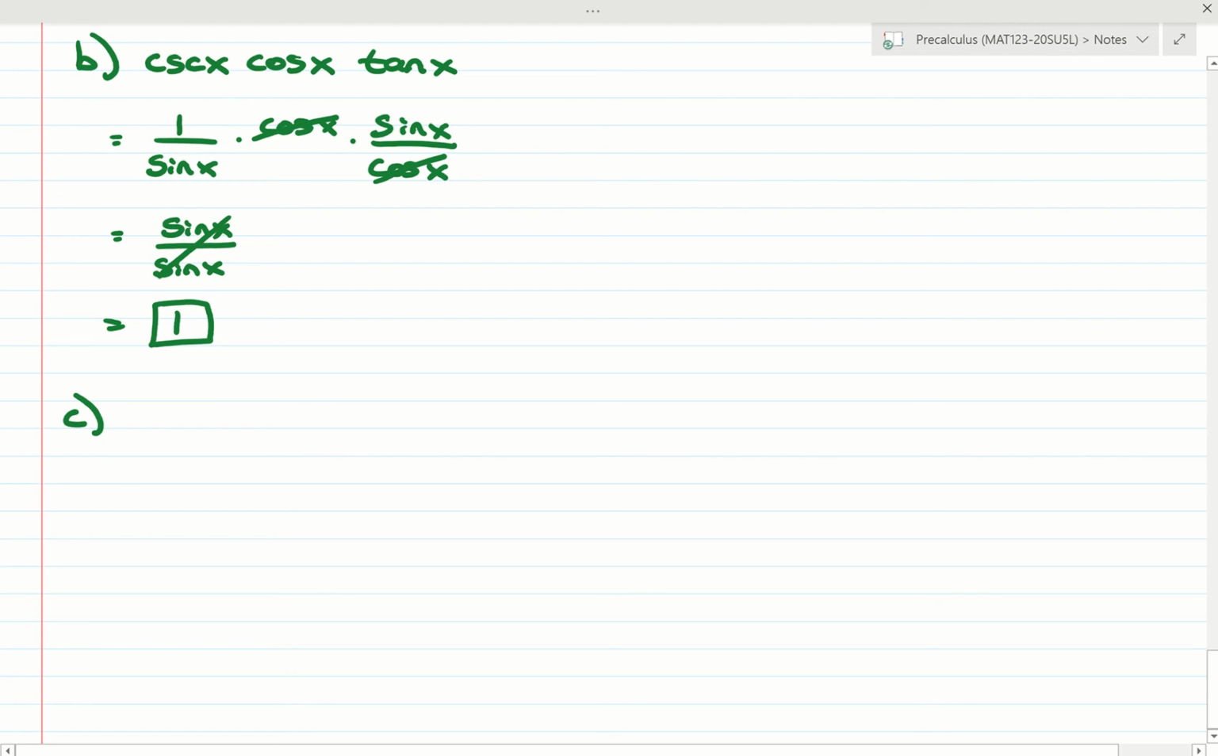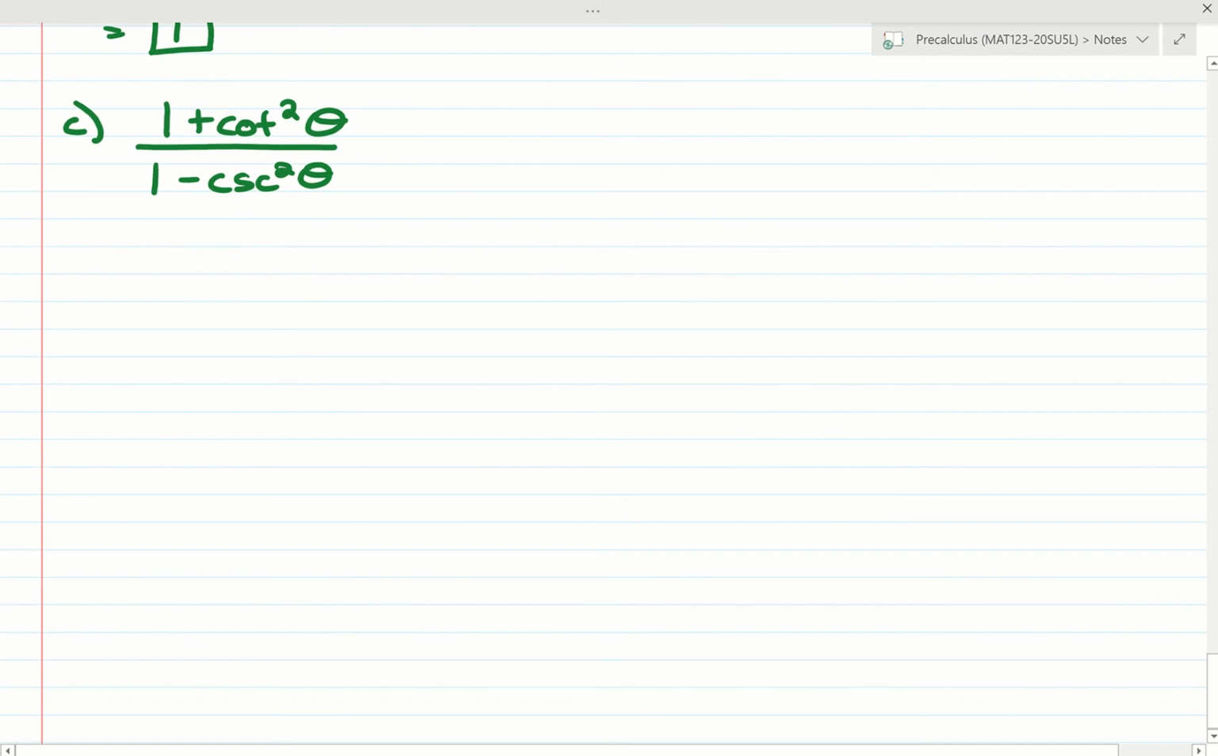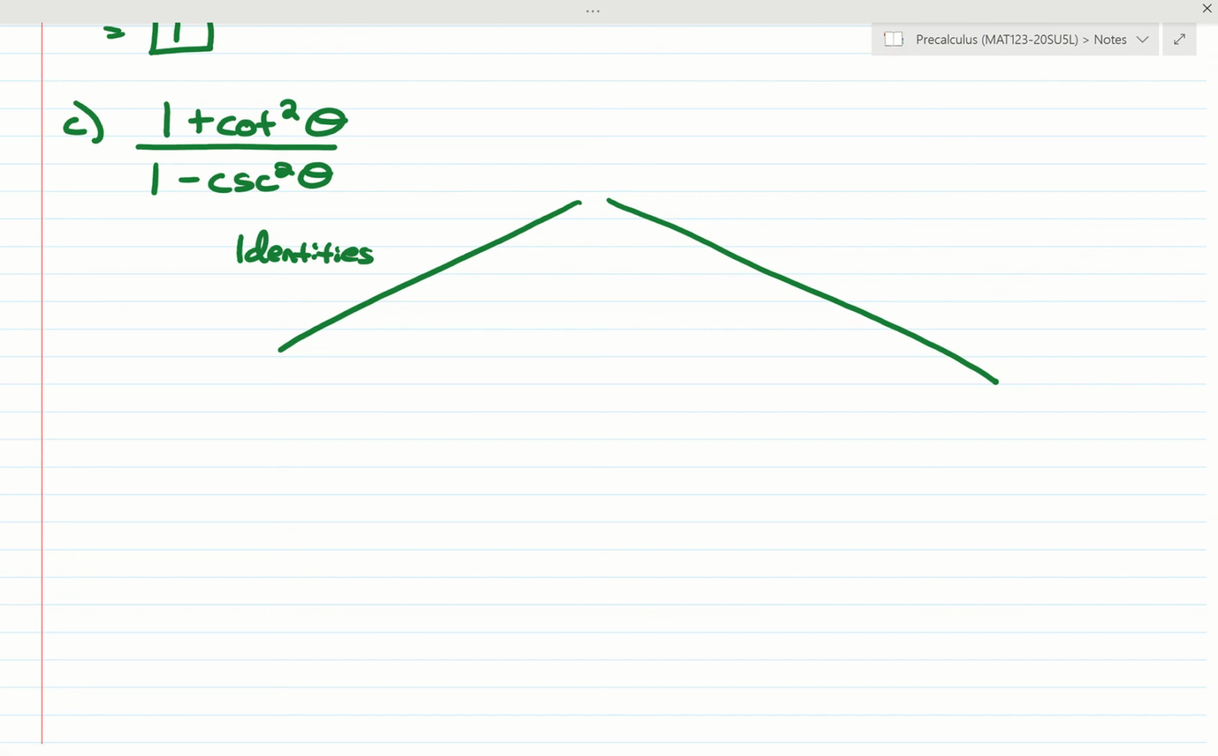And we'll finish with a grand finale here. 1 plus cotangent squared of theta over 1 minus the cosecant squared of theta. So I'm going to show you two different ways to do this. First way, let's use our identities. Now, if you think about your Pythagorean identities, what is 1 plus cotangent squared?